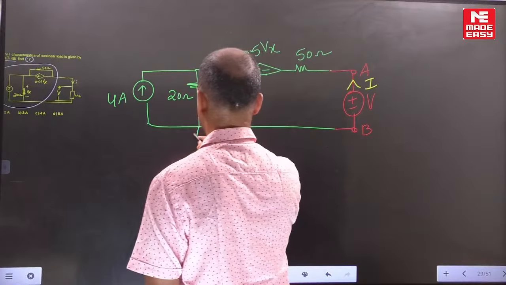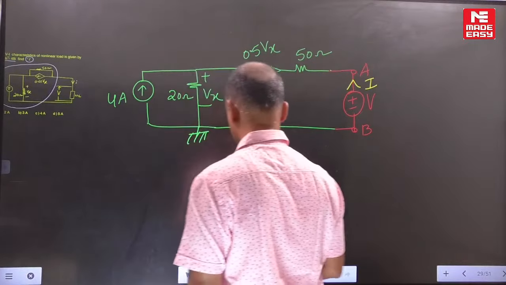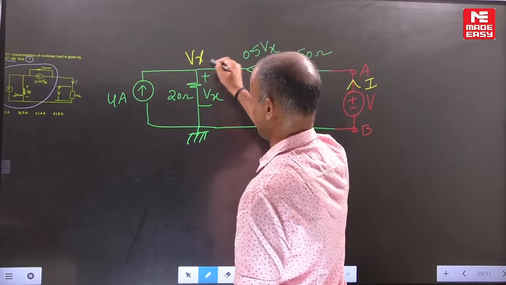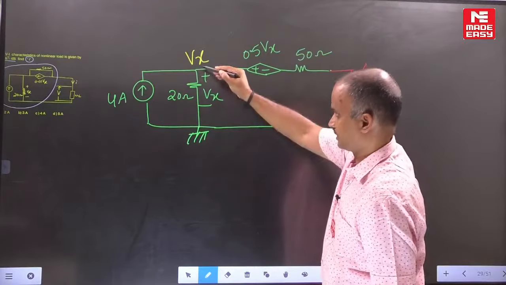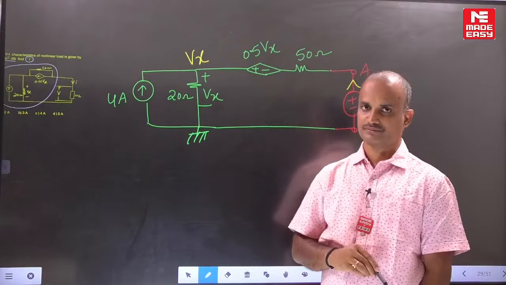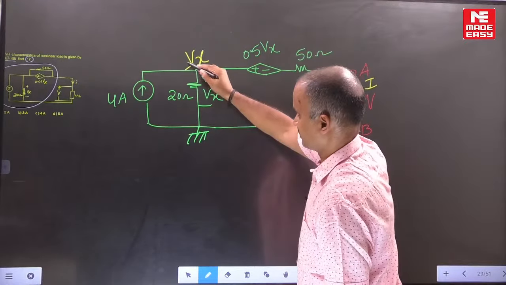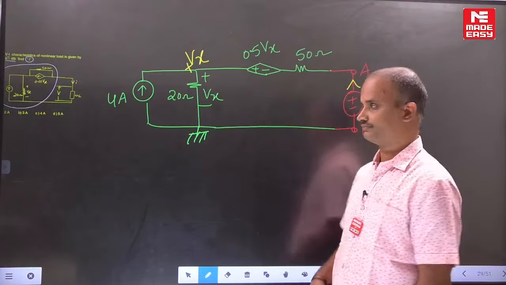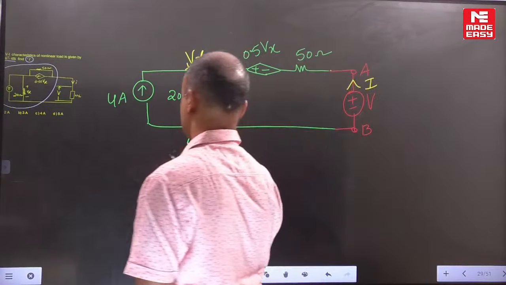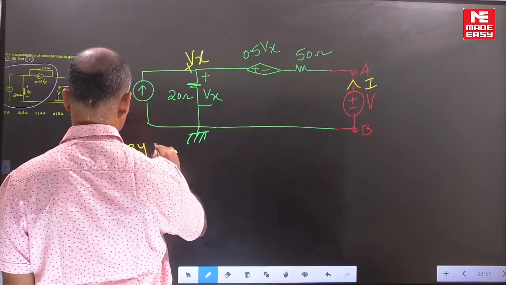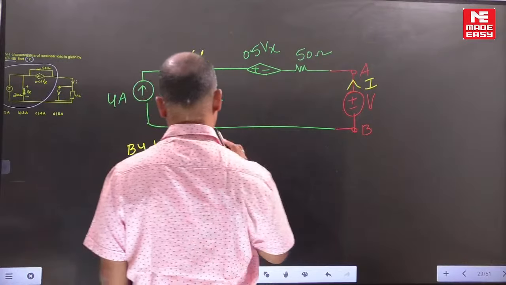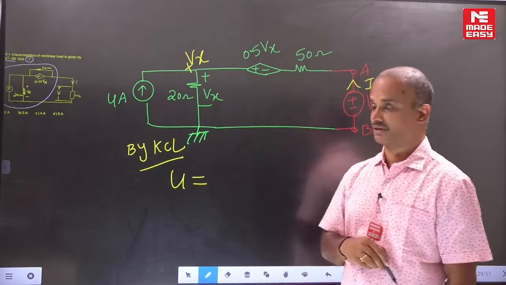Can you write the respective equations? If I take this point as ground, in this example, what is the node voltage? Node voltage how much here? Vx. Voltage across this entire branch is Vx. With respect to ground potential, what is the polarity at this point? It is plus. If you write the KCL equation here, can you write the KCL equation? The 4 amperes is the incoming current.